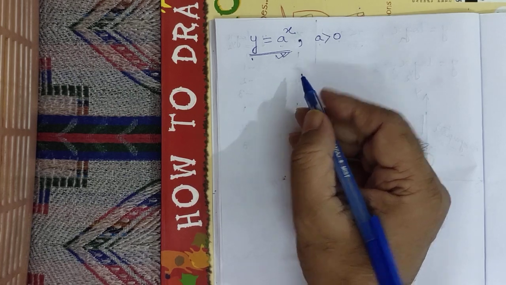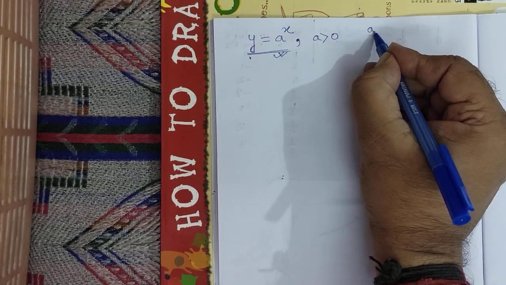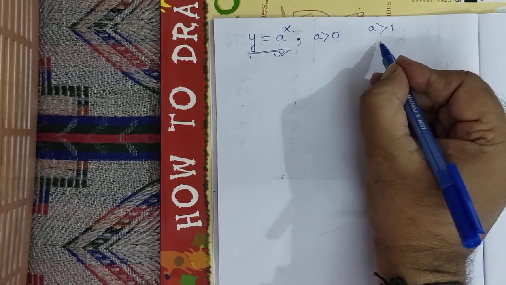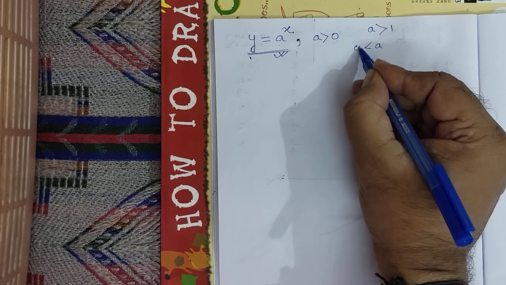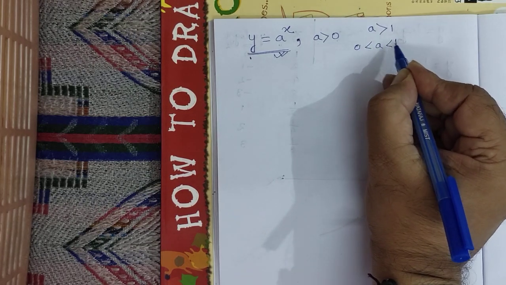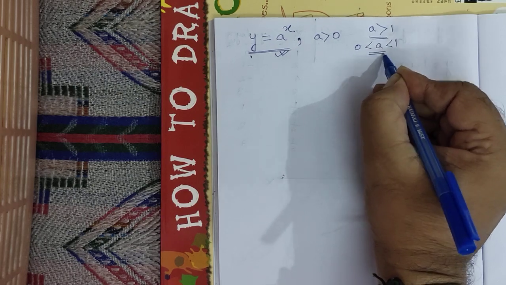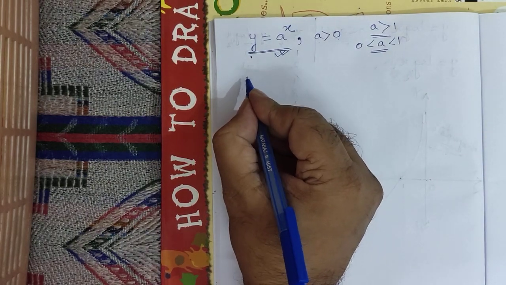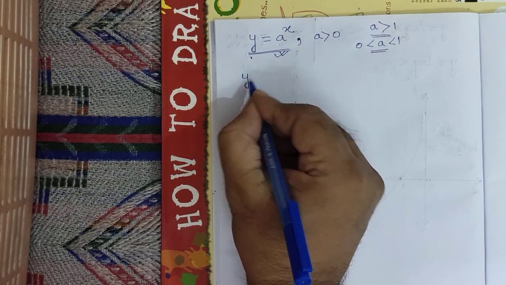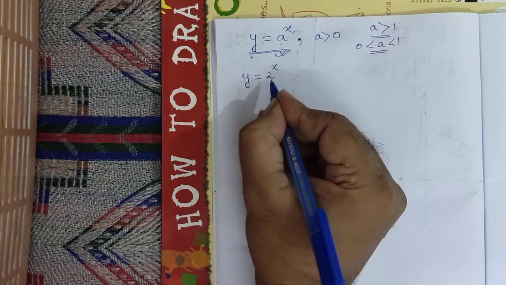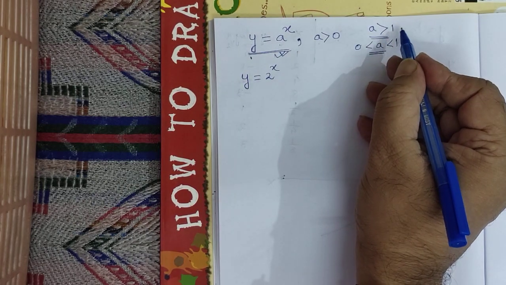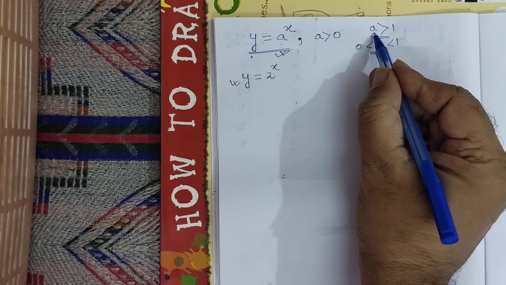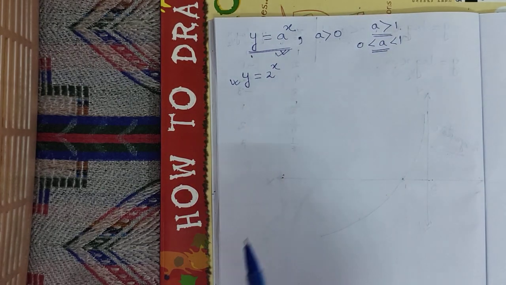Again, like logarithms, when a is greater than 1, it will behave differently, and whenever a is between 0 and 1, it will behave differently. Again, both the conditions of the graph I will explain with one small example each. Say I have taken y equal to 2 to the power x, one positive number which is more than 1.